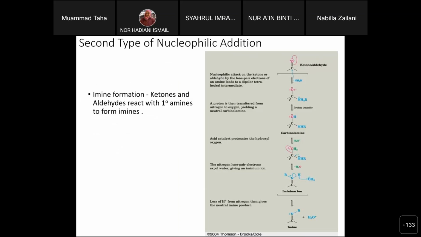The second type of nucleophilic addition reaction: first the nucleophile, like NH2, attacks the carbonyl group and forms a tetrahedral intermediate. Then a proton shift takes place and it becomes a carbinolamine. This is not very stable, so it will eliminate water and then become an imine, also called a Schiff base. So this is the second way of forming this. Understand? In both ways the addition was there, but the way is different.